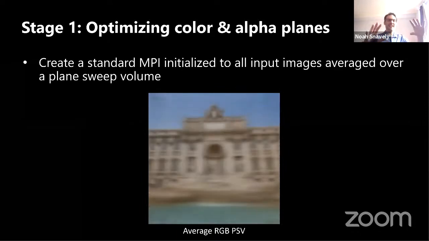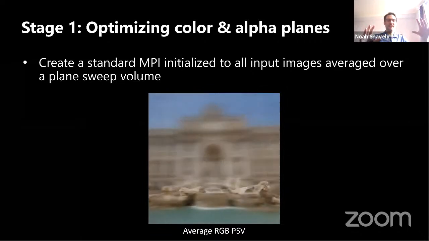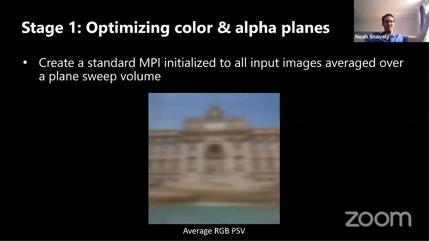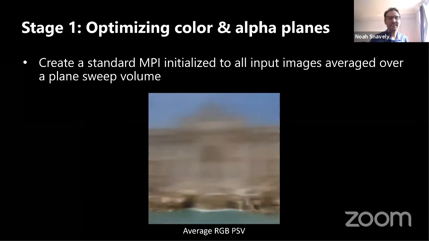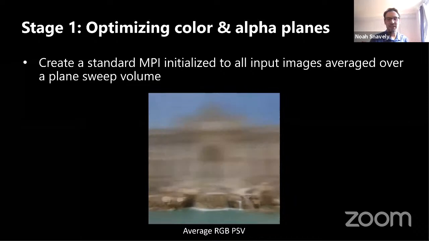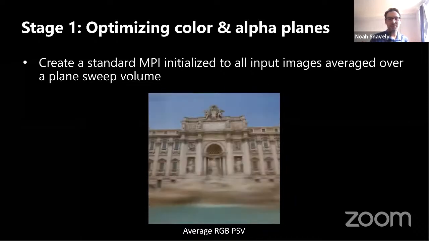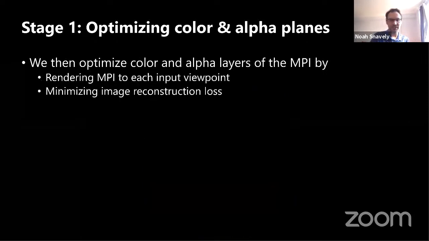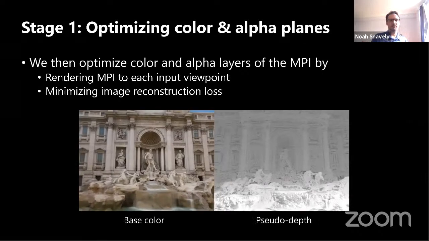And it kind of looks like the average appearance, as if the sun were in all possible positions at once. Okay, so that's cool. And then we take those RGB average values as initialization and optimize for the alpha channel and refine the colors. So we use gradient descent to refine this MPI, to solve for this MPI by using reconstruction of each input viewpoint as the loss to minimize.